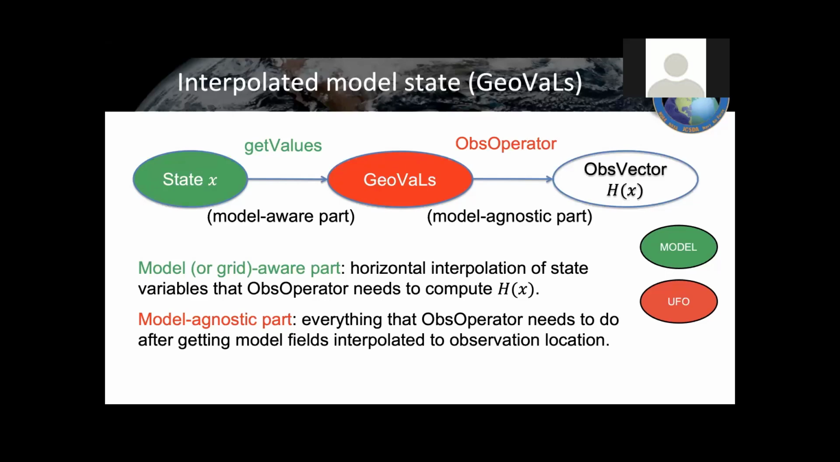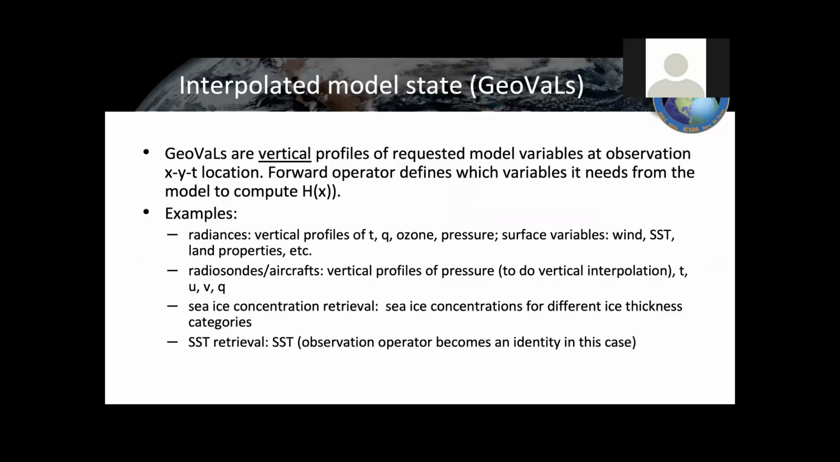So it's important also to emphasize that geovals represent interpolated vertical profiles of your variables at an observation location. We also don't interpolate every variable that a model provides because that would be far too much. Instead, we only specify the variables that we care about and we only interpolate over those. We want to be numerically efficient.